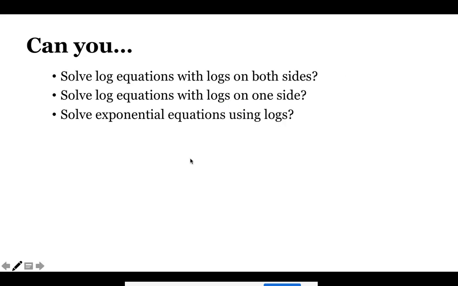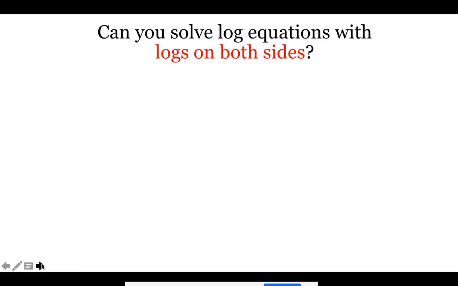So in conjunction with the properties I've learned in order to solve exponential or logarithmic equations, the 3 things that we want to make sure that we know before we get into this calculator stuff is: can we solve log equations with logs on both sides? Can we solve log equations with logs on one side? And can we solve exponential equations using logs? So, can we solve log equations with logs on both sides? So like this. The log is on both sides.